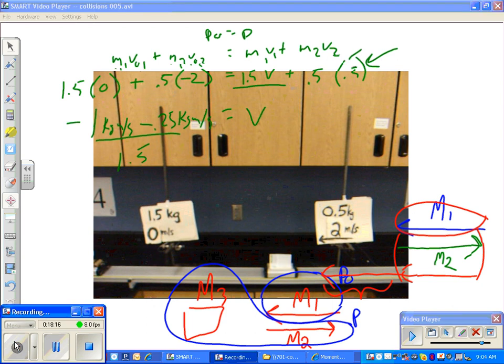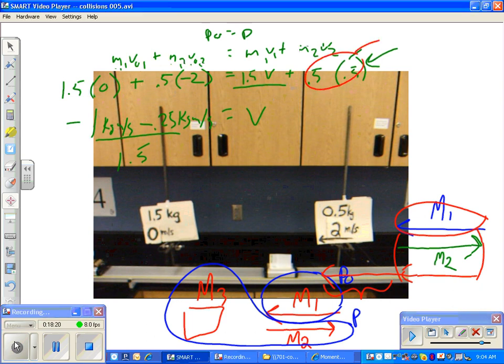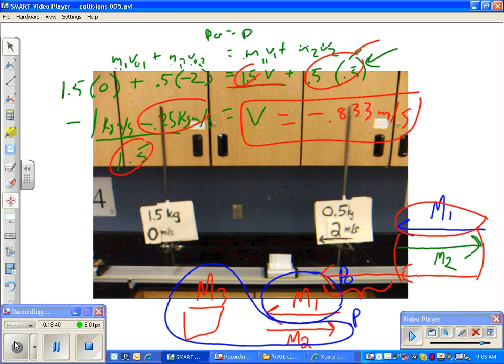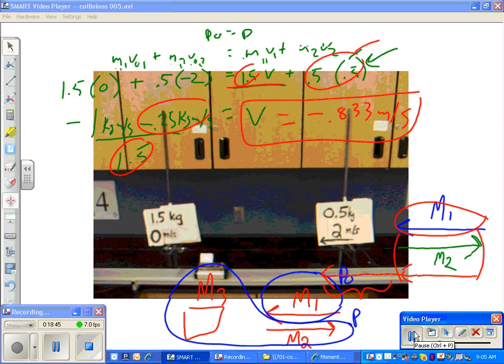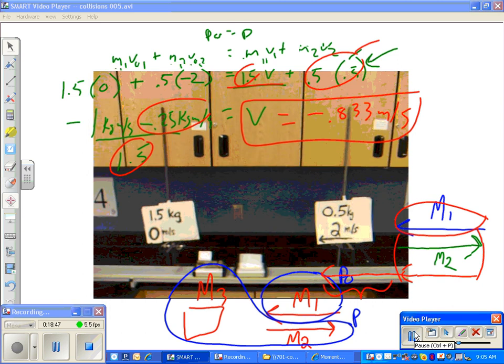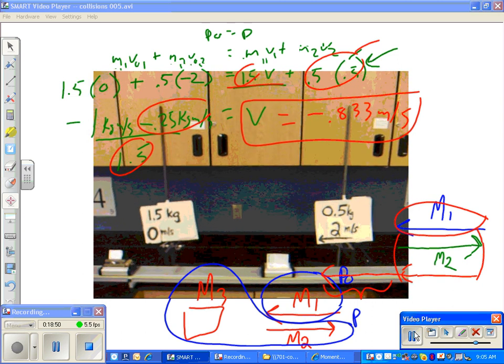okay, and just to show you what I did here is I took the product away from this side, which is right here, then divided this side by 1.5, which is right here, and then our final velocity here should be negative, because they're both negative in the numerator, a negative 0.833 meters per second. Let's look at the video and see if that's valid. Do you guys agree that's valid?